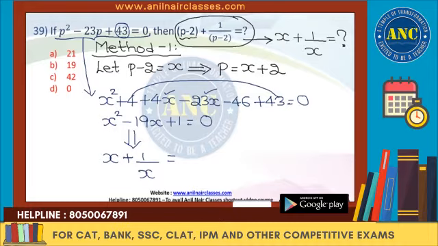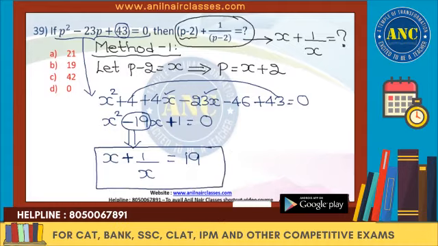First of all, why will the plus sign come in between? Because the constant is having a plus sign. And the minus 19 present in the middle term, shift it to the right hand side, it becomes plus 19. So x plus 1 by x is equal to 19, and this is what they are asking you in the question also. That means the answer for this question is 19.